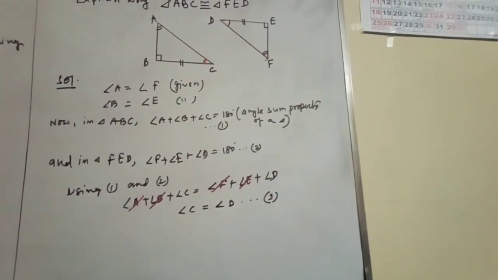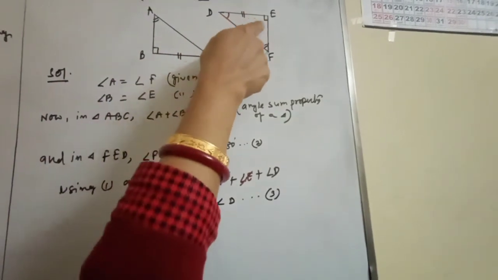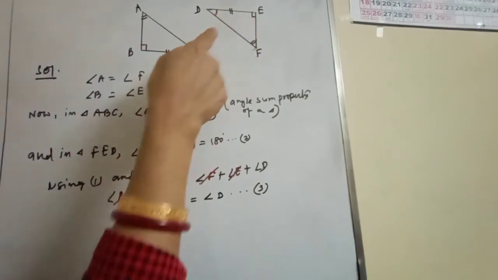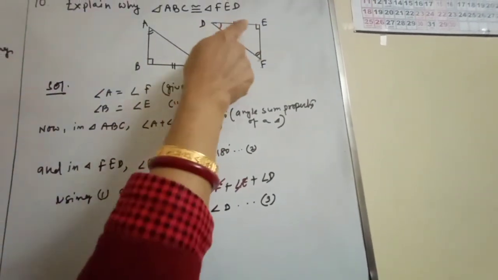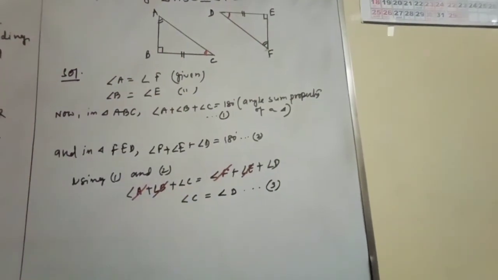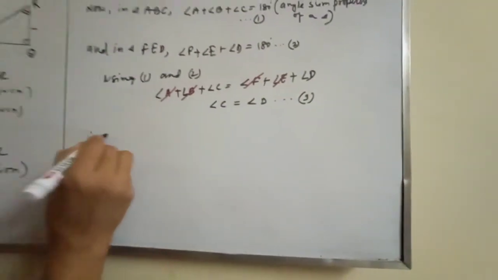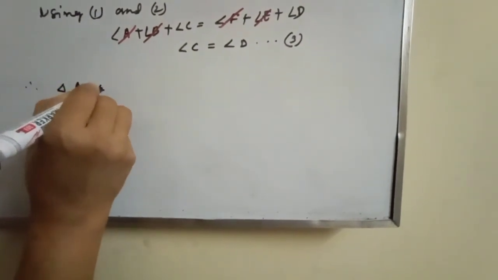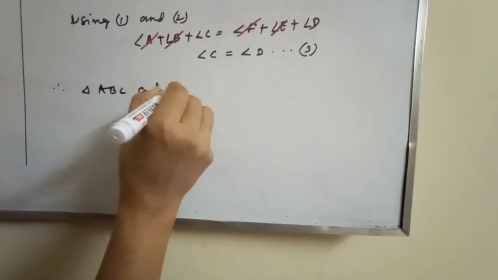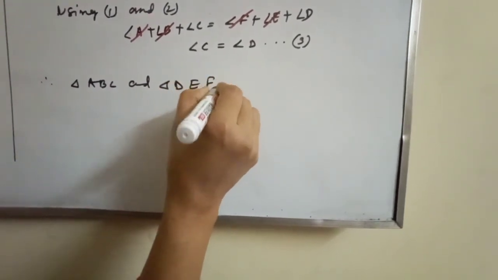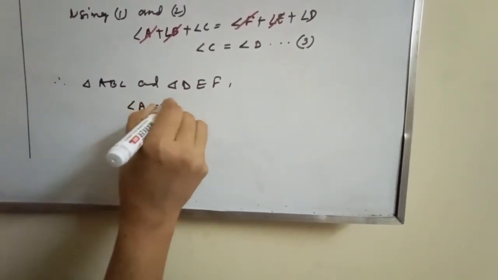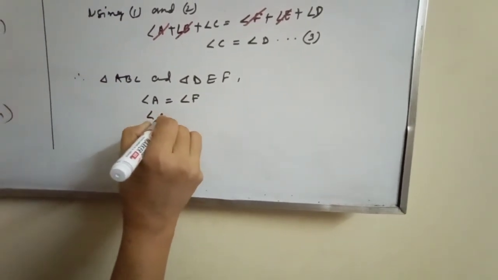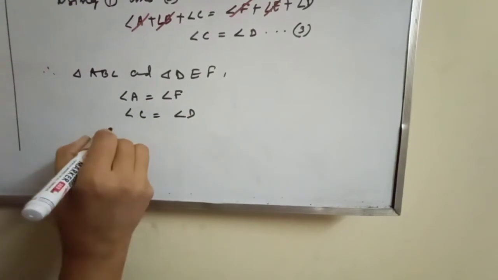Now in these two triangles, it is very easy for you to prove that these two triangles are congruent. As angle B is equal to angle E, angle C is equal to angle D, and BC is equal to DE. So angle side angle criterion. Therefore triangle ABC and triangle DEF, angle A is equal to angle F, angle C is equal to angle D.